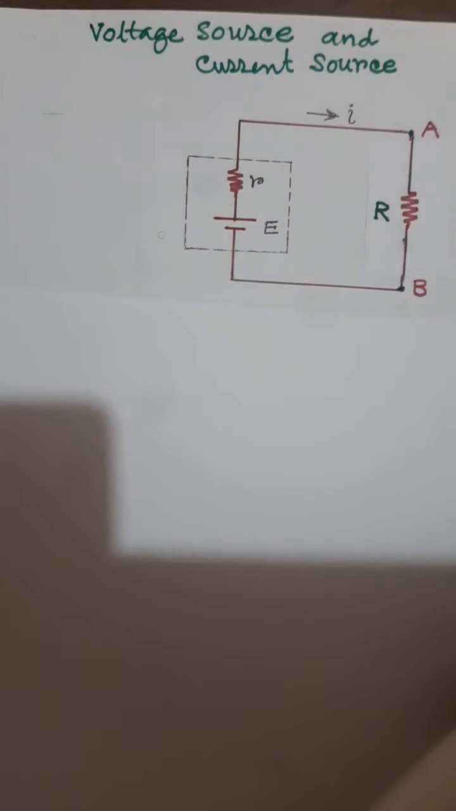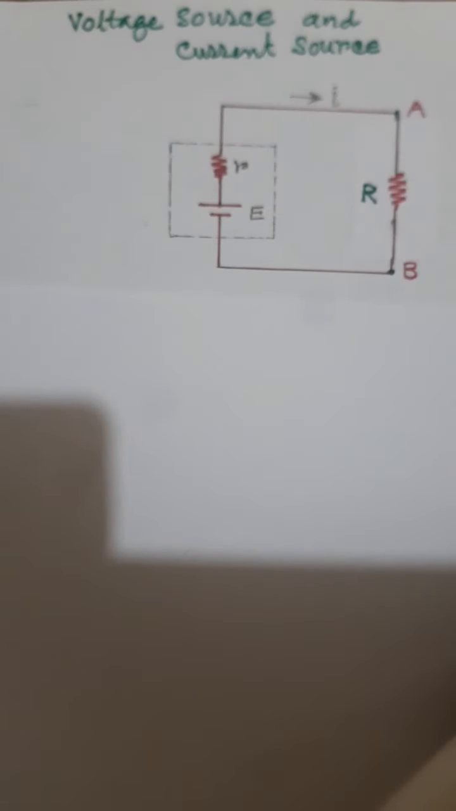Dear listeners, I will discuss voltage source and current source. A source of electricity is one from which a current or electrical energy is drawn in a conductor or in a device. The conductor or the device in which electrical energy is received is called a load. That is, a source sends electric energy and a load receives it.